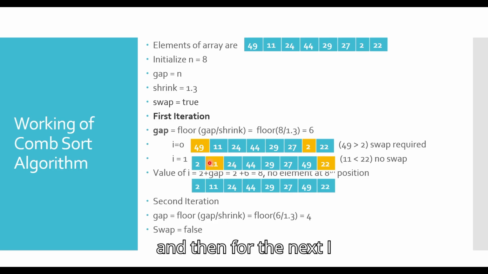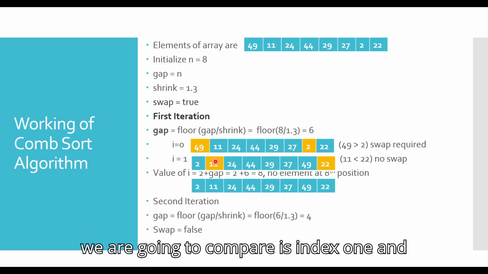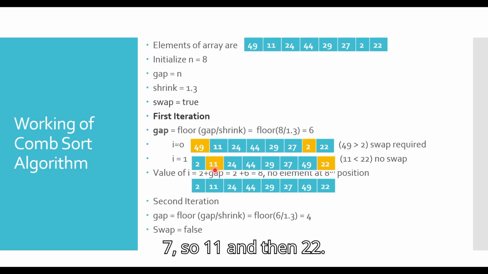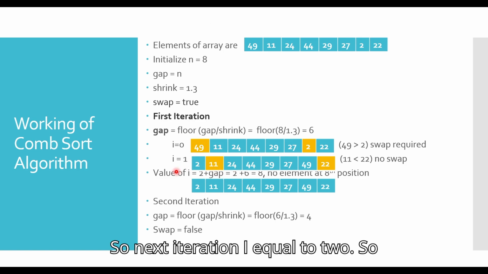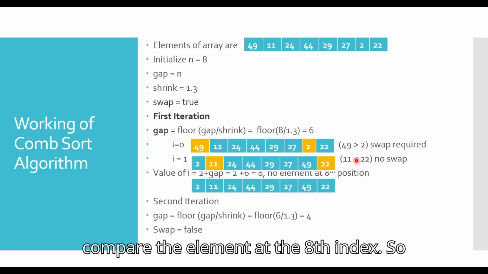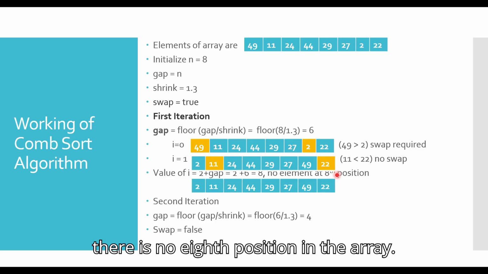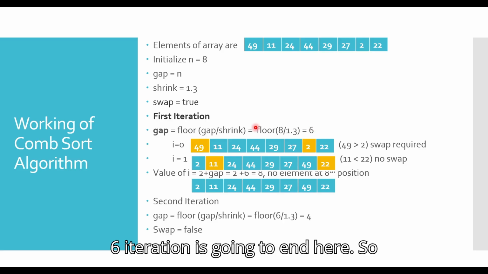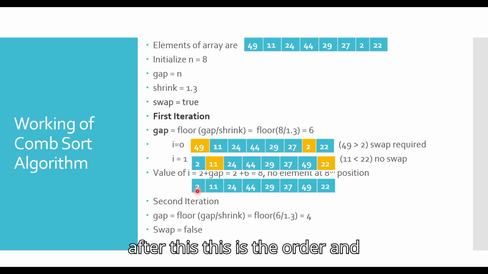Then the next i equals 1. The elements we are going to compare are index 1 and index 7, so 11 and 22. 11 is less than 22, so no swapping is required. Next iteration i equals 2. Now we need to compare the element at the 8th index, but there is no 8th position in the array. So this gap of 6 iteration is going to end here.